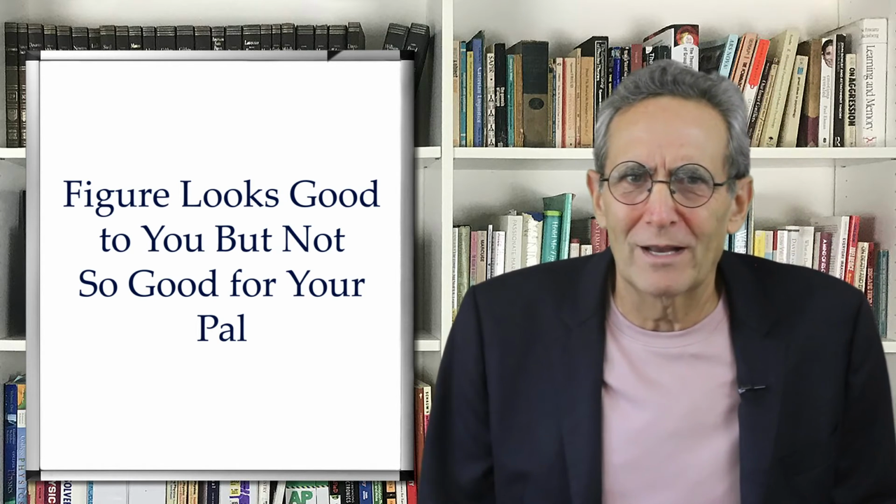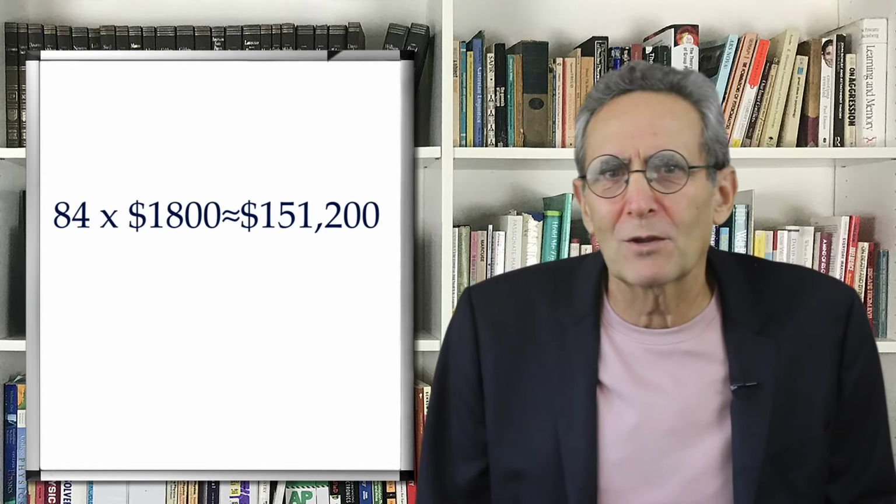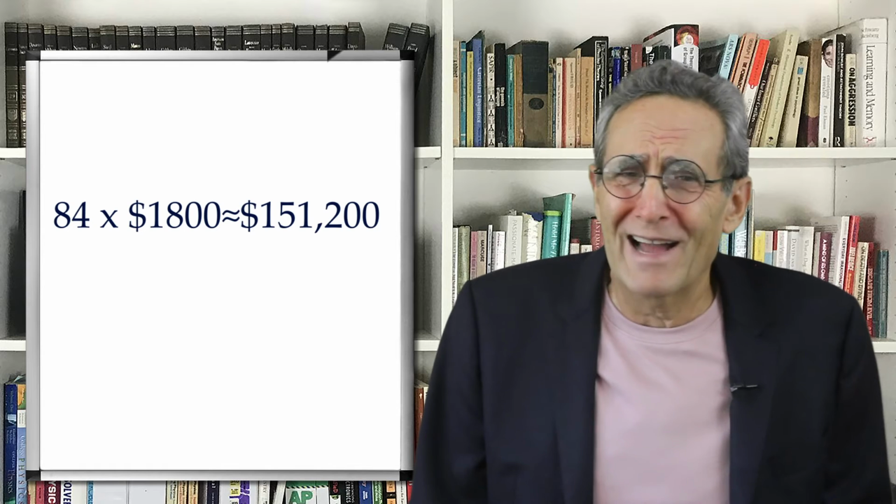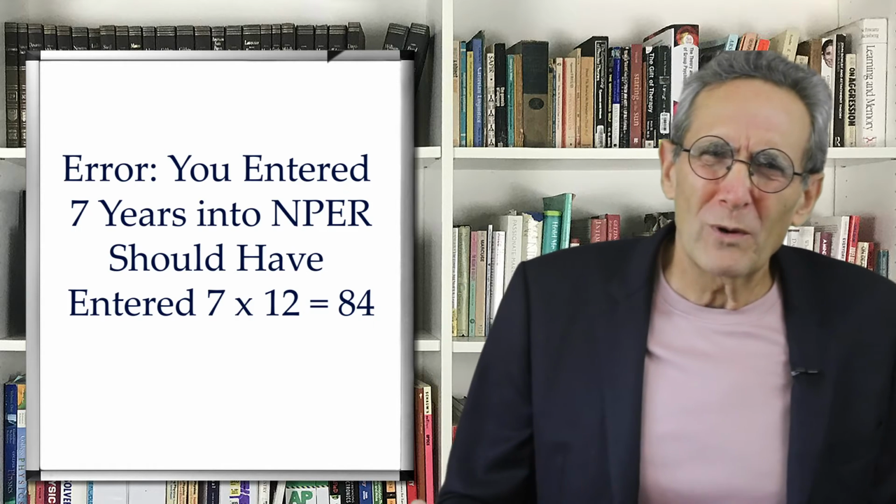That number can't be right. Over 7 years, I'm going to be paying you about $150,000 on an initial $10,000 loan. I don't think so. So what went wrong here?